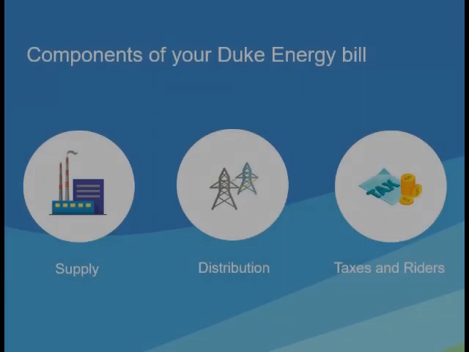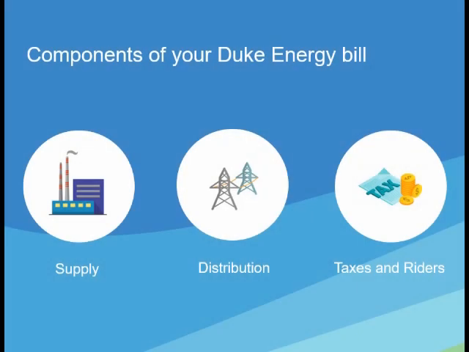All right, our first topic. Let's talk about the different things that comprise your utility bill. Your energy bill consists of three types of charges: a supplier charge, which is set by the company that supplies you with natural gas or produces your electricity; the distribution charge, which is set by Duke Energy for the delivery of the natural gas or electricity to your home; and taxes and riders, which are set by the Public Utilities Commission of Ohio. Now, the only one of these charges that you have any control over is the supplier charge.